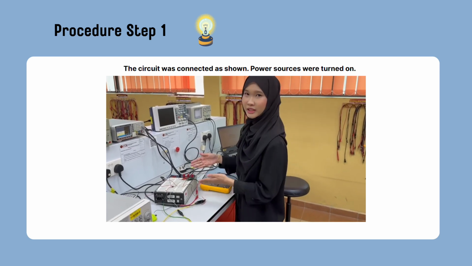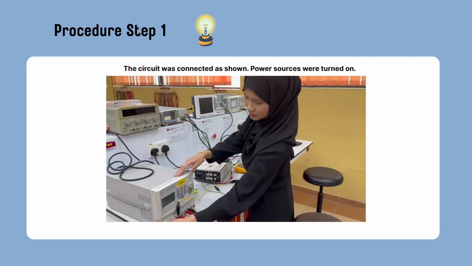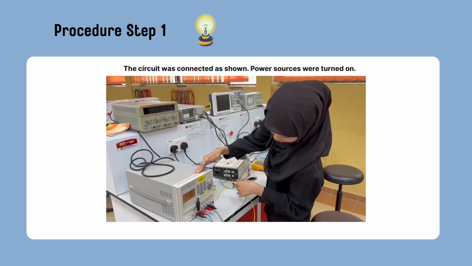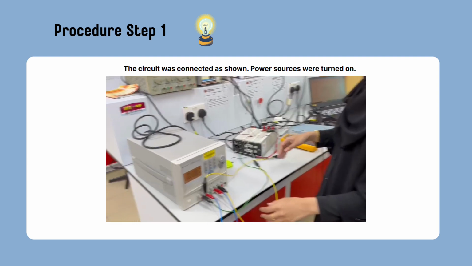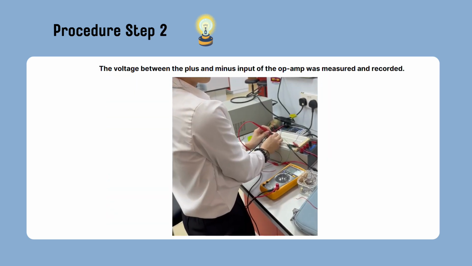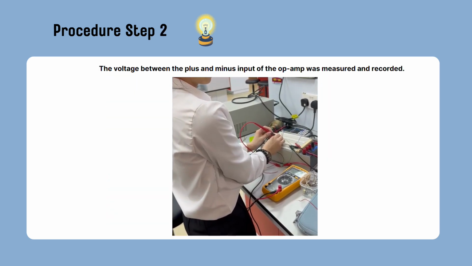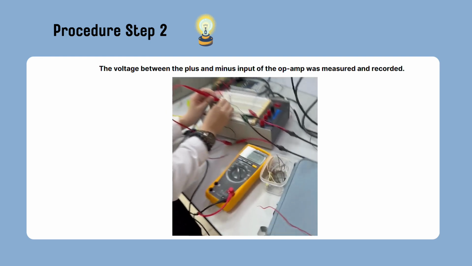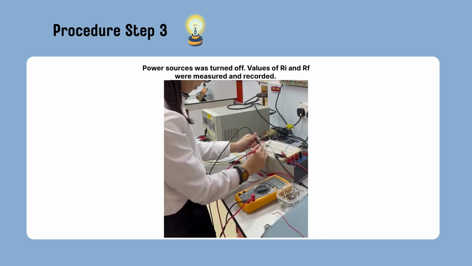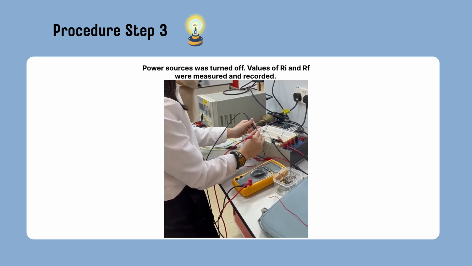The circuit was connected as shown and the power was turned on. The voltage between the plus and minus input of the op-amp was measured and recorded. Values of RI and RF were measured and recorded.